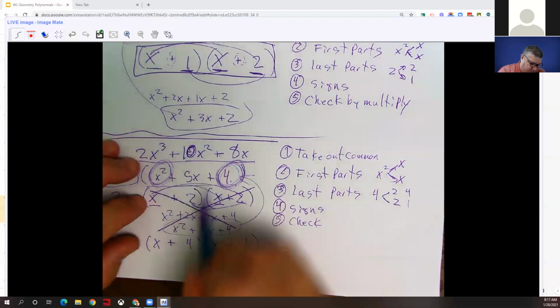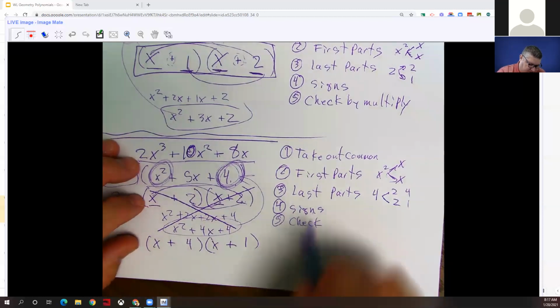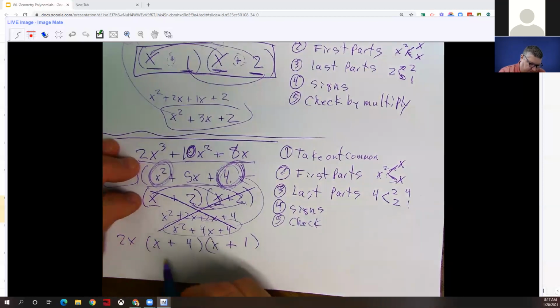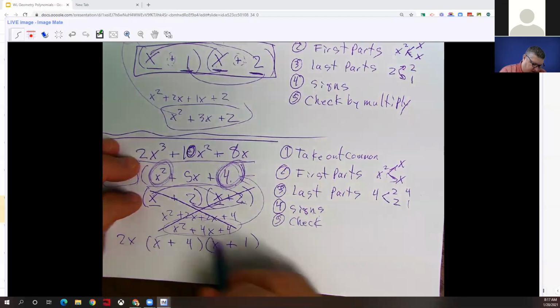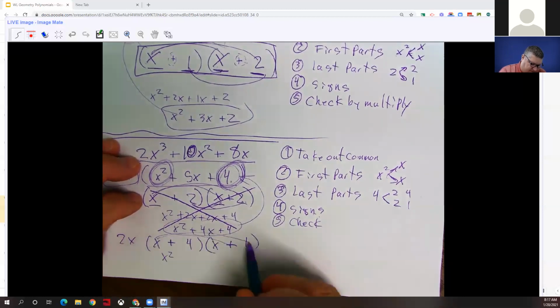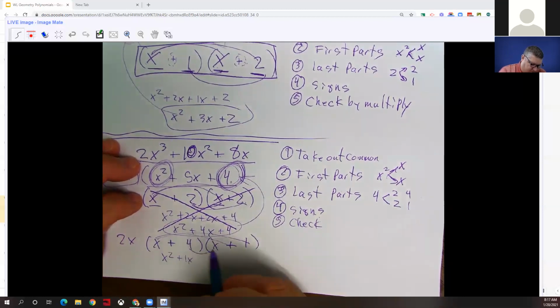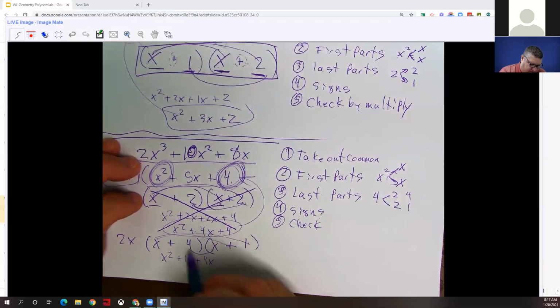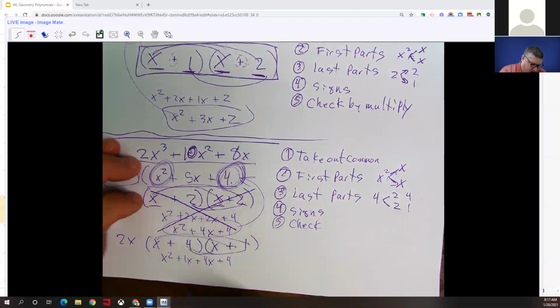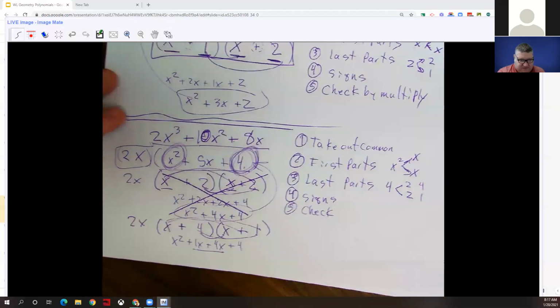There we go. Now I have to put my signs in. Well, everything's positive, so everything's positive. We did that. Let's check it. X times x, x squared. X times 1, 1x. 4 times x, 4x. 4 times 1, 4. What is 1x plus 4x?